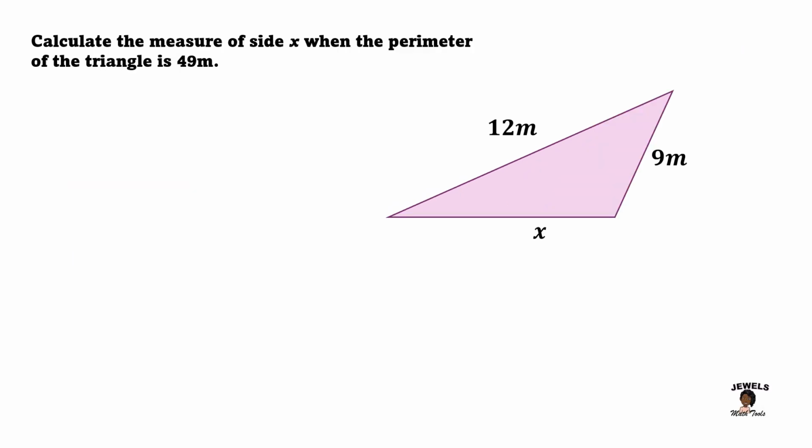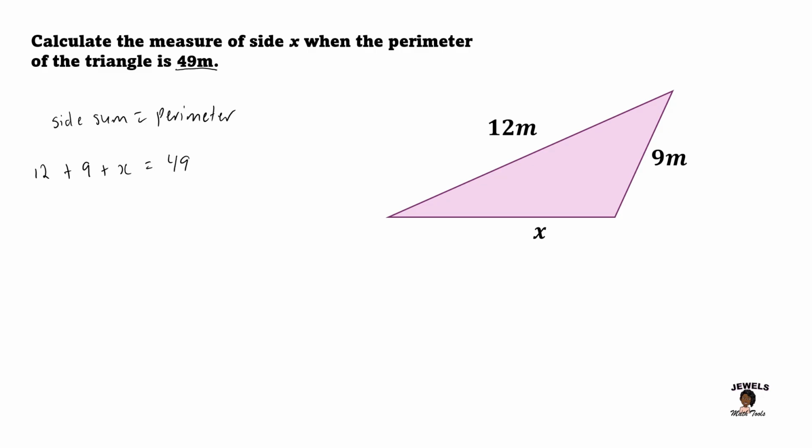So in our session today, we're going to be finding the measure of our unknown side when we are actually given the perimeter. Now remember that in calculating your perimeter, we add up the sides to equal our perimeter. So the sum of our sides is what gives us our perimeter. In this case, we are given two sides, which is our 12 meters plus our 9 meters. Our side x is unknown, but they do tell us that the perimeter of the triangle is 49 meters.